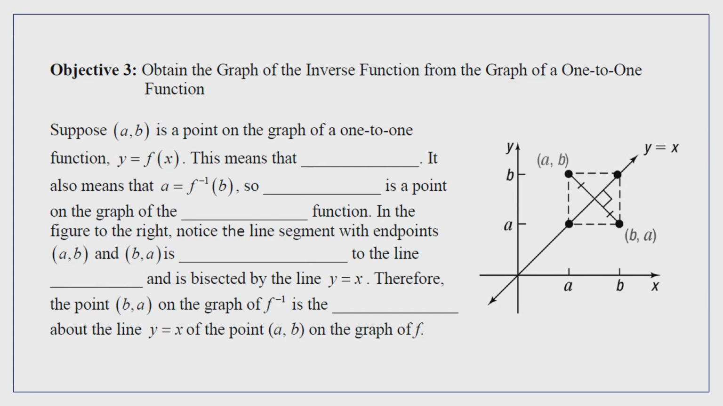Objective 3. Obtain the graph of the inverse function from the graph of a one-to-one function. So suppose the point (a, b) is a point on the graph of a one-to-one function y equals f of x. This means that b equals f of a. It also means that a equals the inverse function of f of b. So (b, a) is a point on the graph of the inverse function.